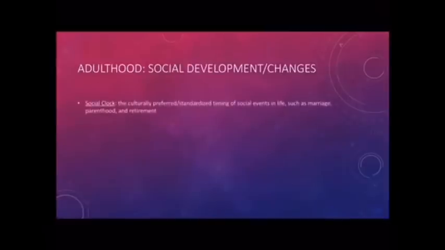Okay. The social clock is just this idea that everyone has some sort of socially influenced idea of around when they should meet certain milestones. So when they should be married, when they should have children, when they should retire. Maybe the idea is marriage should happen somewhere between 24 and 35 or something along those lines. Parenthood, people should start having kids by 26 to 32. It's just this socially or culturally preferred timing of these events.